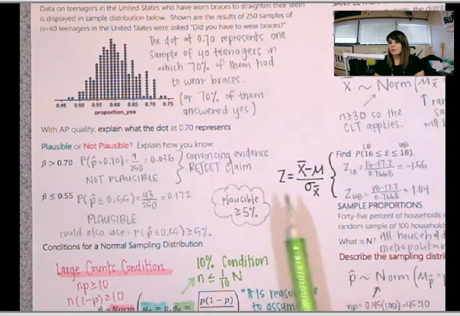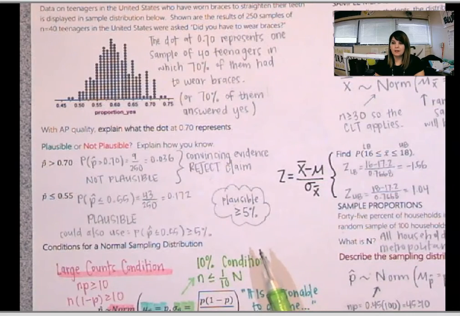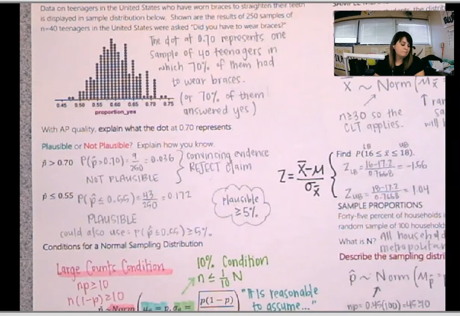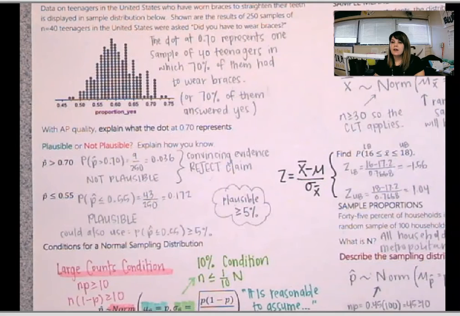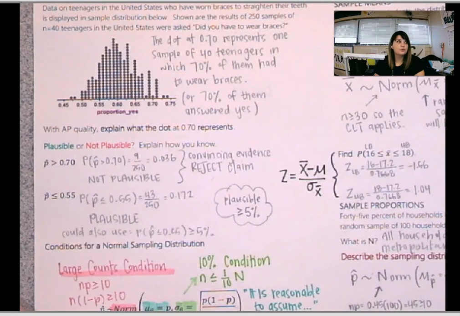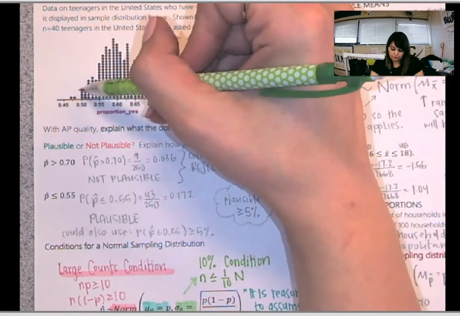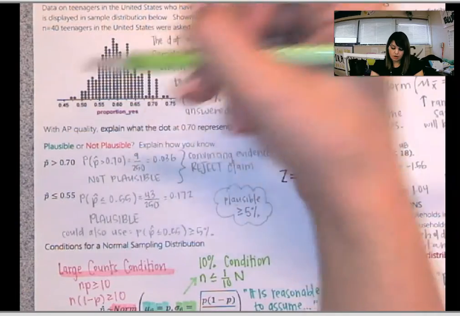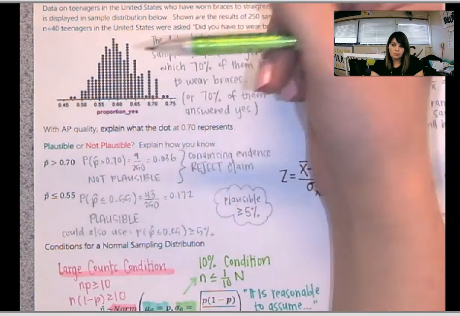The only thing that I would add to this overview to make it better is something along the lines of: a magazine claims that half of people should expect to wear braces at some point. A news magazine or a news article claims that half of people will have to wear braces. Do you believe or not believe? Well, let's go to 50% on our dot plot.